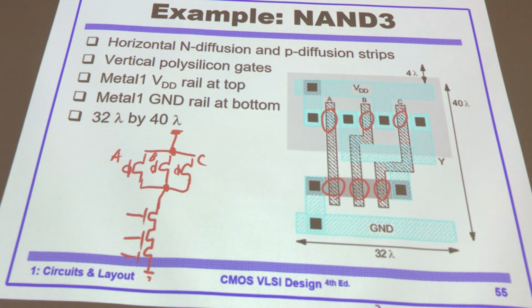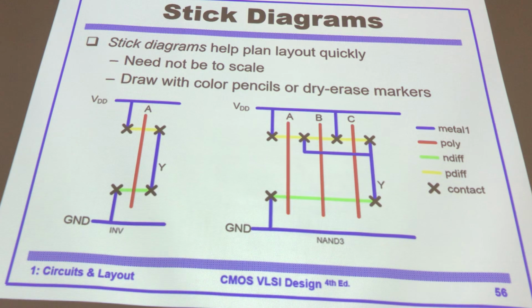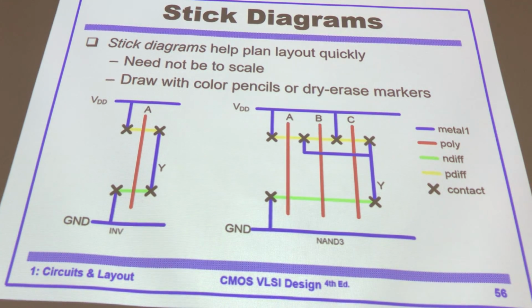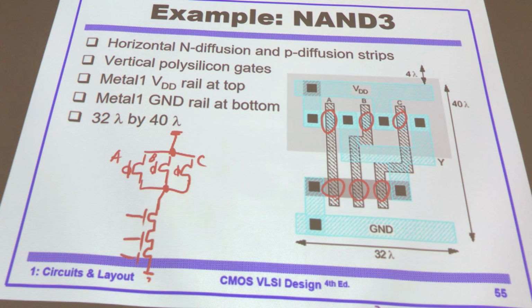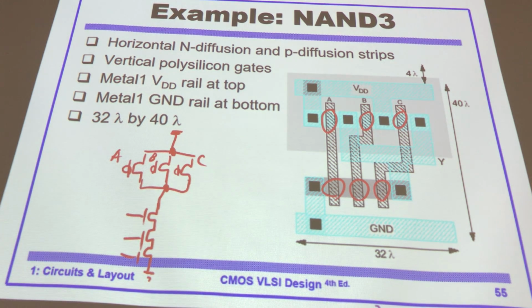And in this layout, it's 32 lambda wide and 40 lambda high. Sometimes we might use a stick diagram, because this is a real layout. The shape, the position, the height, and so forth are exactly the real circuit appearance. This is the real reflection of the circuit.